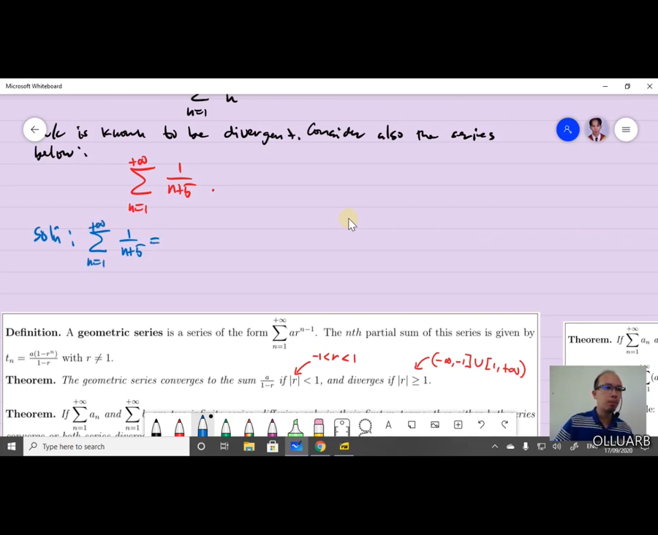Let's try to expand the summation. When n is equal to 1, this is 1 over 6 plus 1 over 7 plus 1 over 8, 1 over 9 plus and so on, 1 over n plus ... Okay.